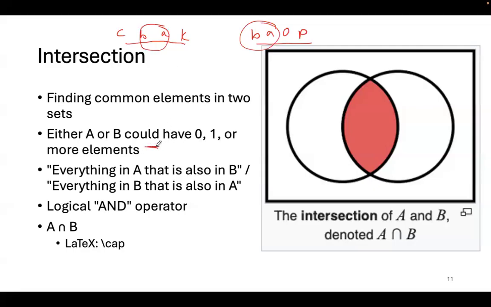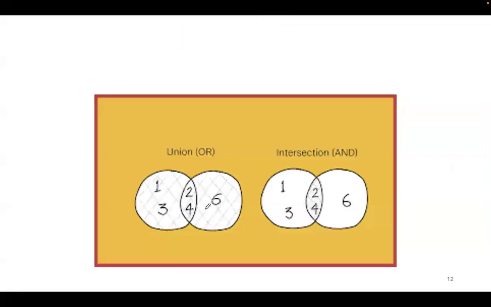Again, there's no restriction on whether A or B needs to have any elements. And this is equivalent to the logical AND operator. AND is only true if both the first thing and the second thing are true. So the union and intersection operators facilitate this transition from talking about sets to talking about logical operators.